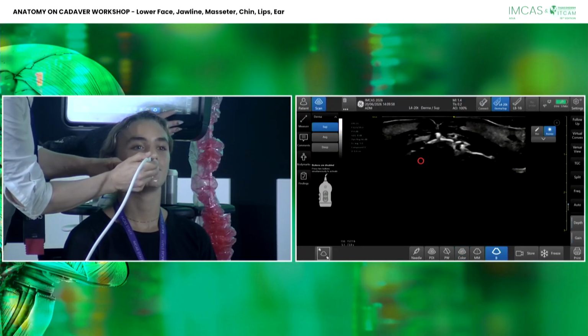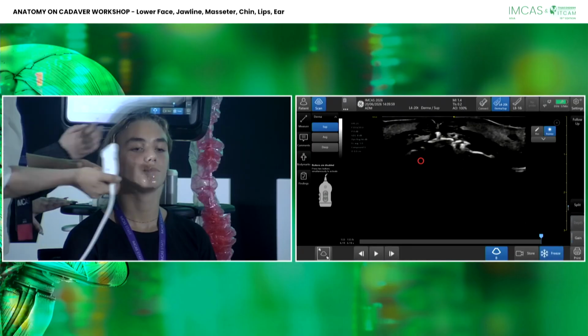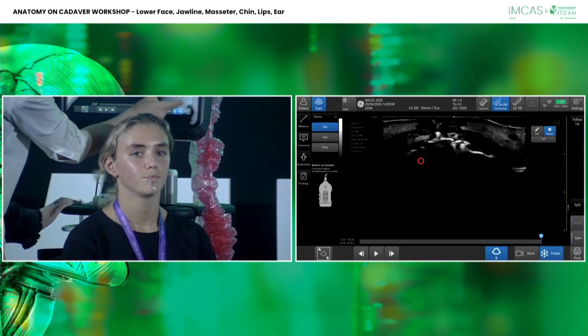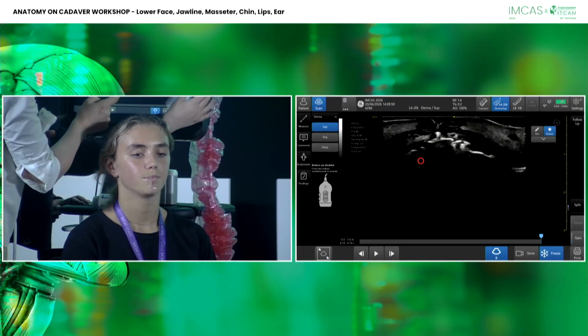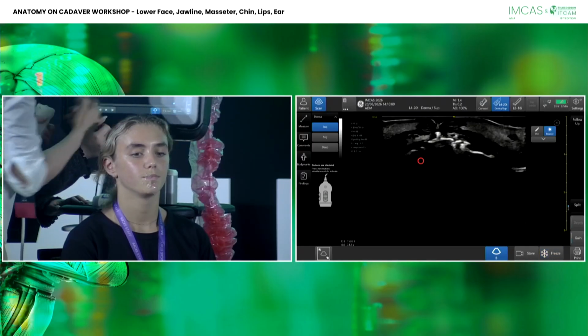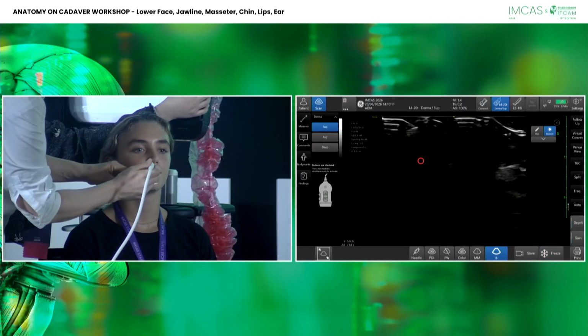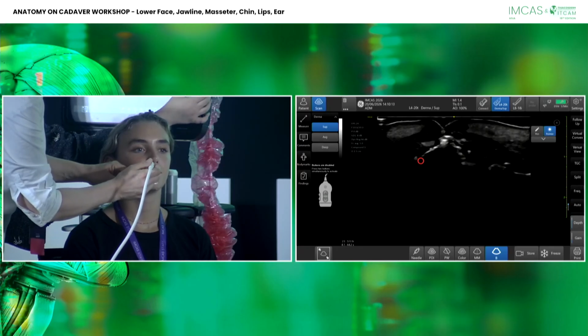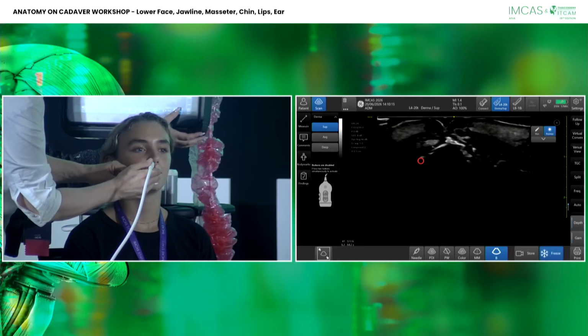Can you freeze for me? Okay, we see... Maybe we should put the depth a little bit more. That is more screen filling. Oh, okay. Because it's so in the... Yes. Freeze.